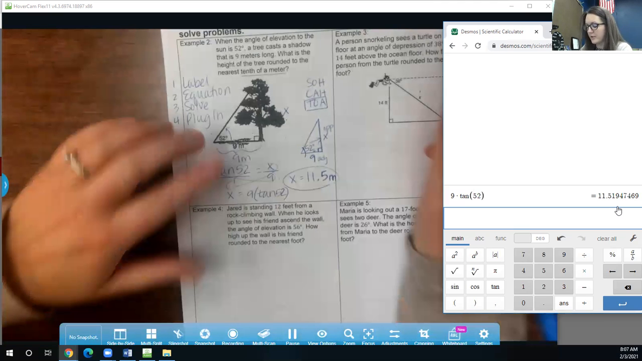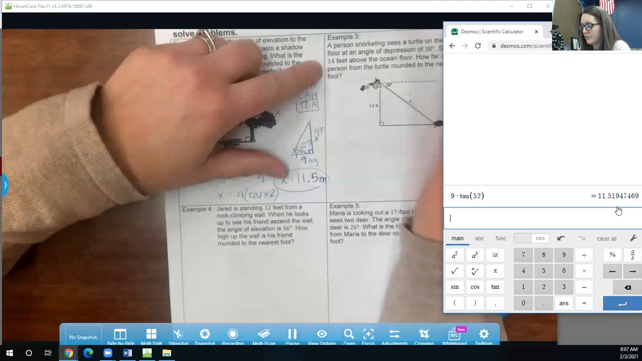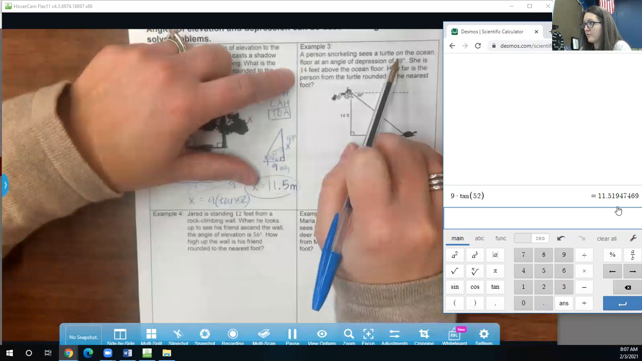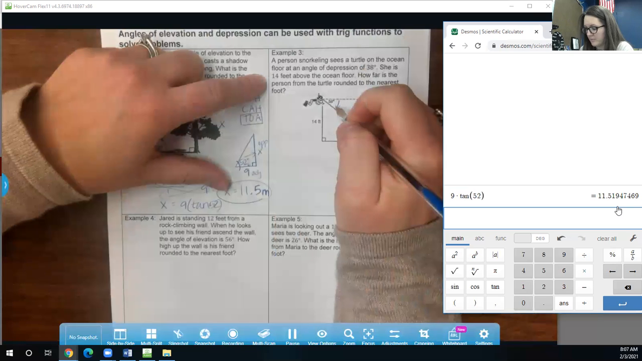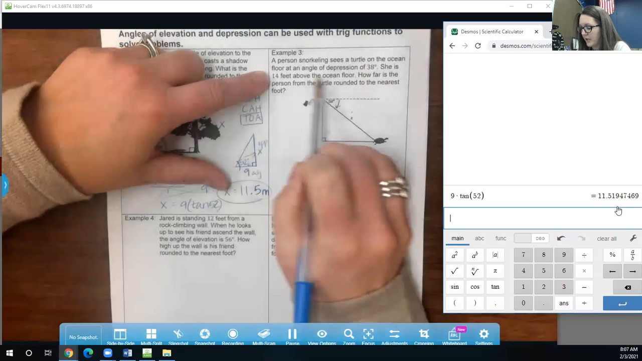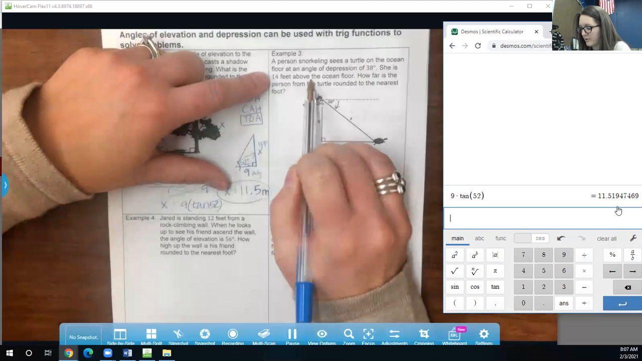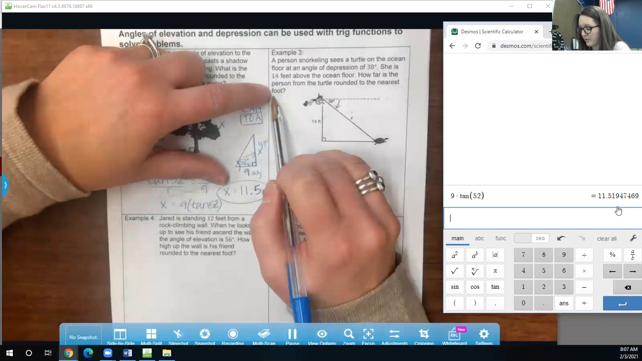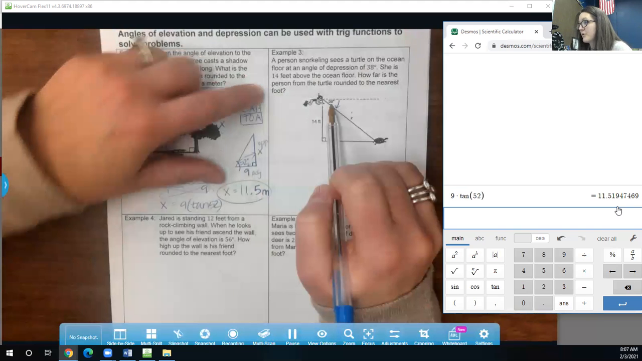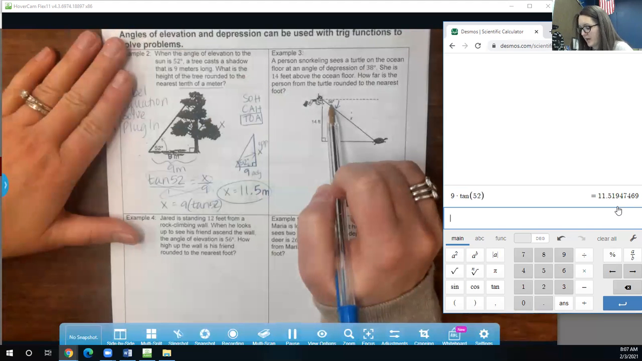All right, so let's look at example 3 here. A person snorkeling sees a turtle on the ocean floor at an angle of depression of 38. Oh, this one's going to be tricky. She is 14 feet above the ocean floor. How far is the person from the turtle, rounded to the nearest foot? So this one's a little bit tricky because we have to add a step.